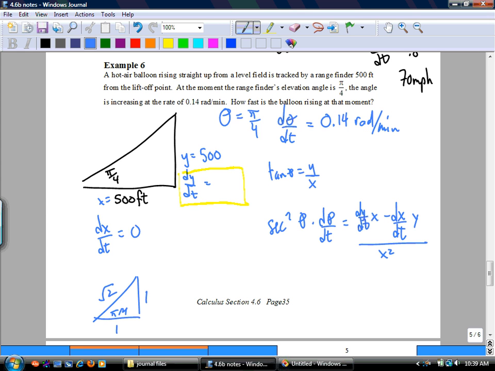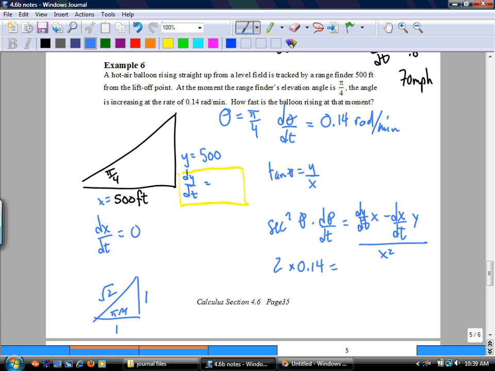Now, if this wasn't pi over 4, if this was some angle like 0.26 radians, I would do the same thing, but I would reach for my calculator. I'd type cos 0.26 in my calculator, get an answer, square it, and then reciprocate it. And I would put that number there. d theta dt is 0.14.